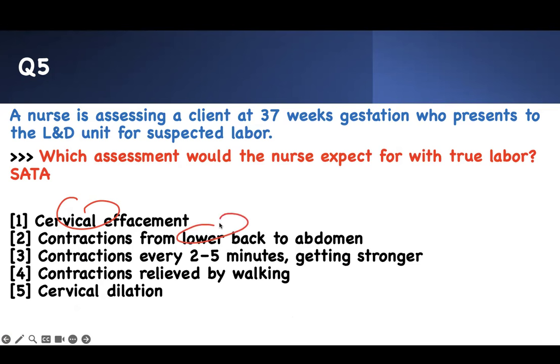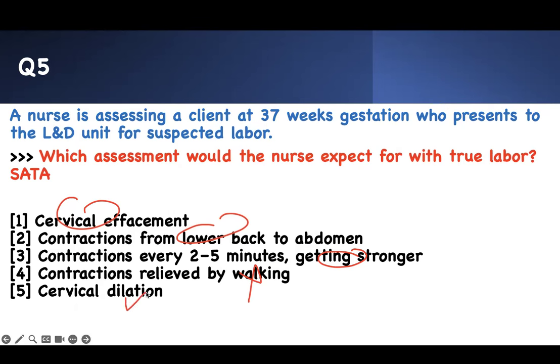And the contractions are close to each other. Even if you don't know the time, this one is getting stronger. That means it's progressively getting worse. It's not the same. You cannot take it. The pain will not go away whether you walk or take a medication. And whenever the uterus is contracting, the cervix should change, cervical dilation.